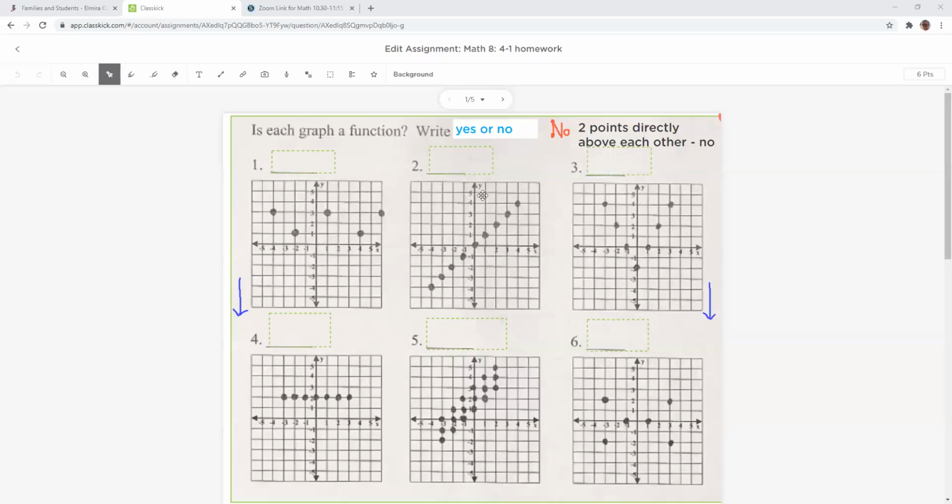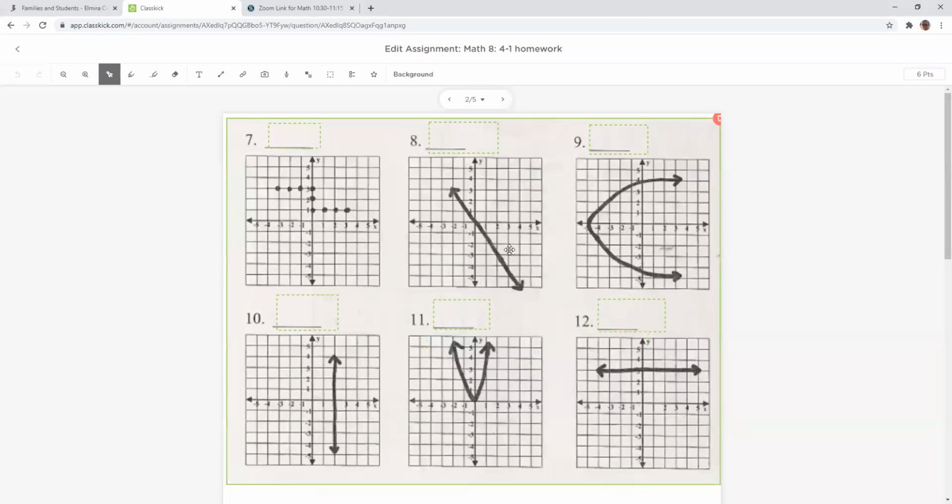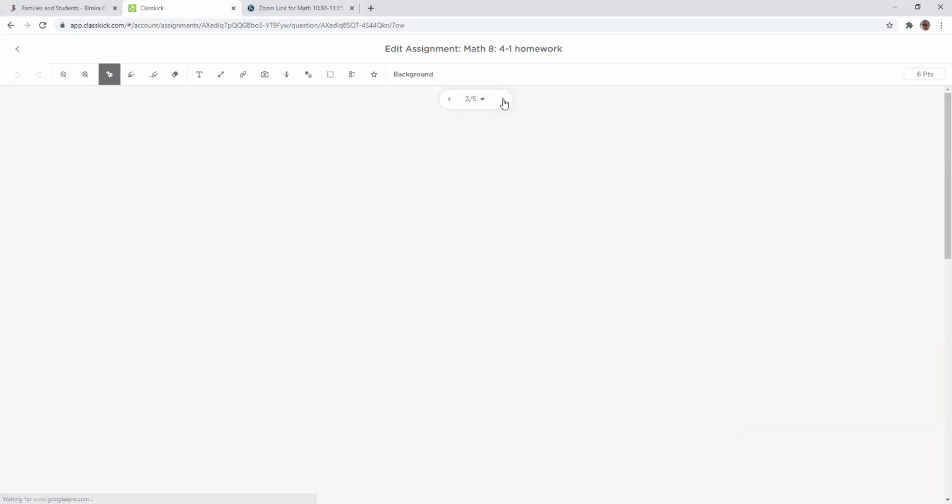All right, here we go. When we take a look at the homework today, in the first part, all you have to say in 1 through 6 is either yes or no. Remember that if there's 2 points directly above each other, that's when it's a no. The second page is the same thing. When there's 2 dots directly above each other, it's a no.